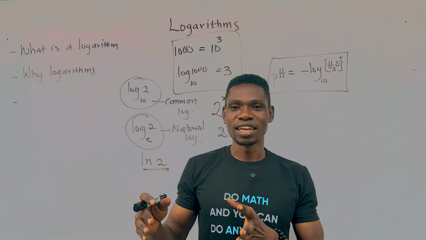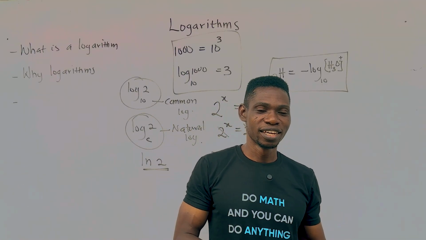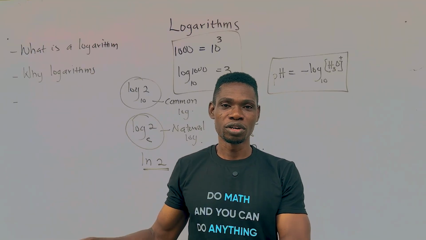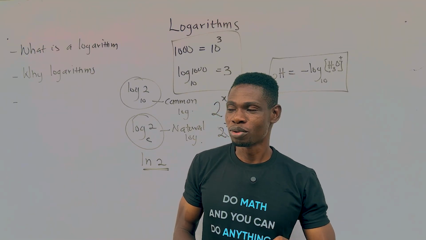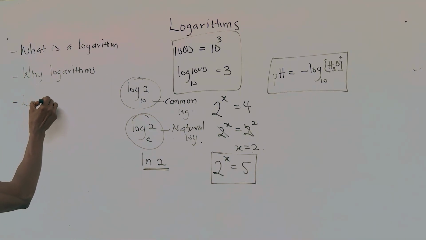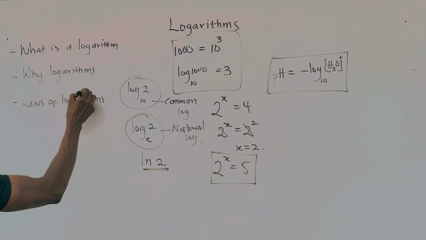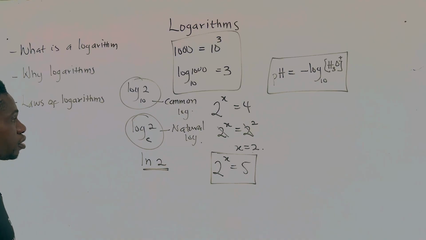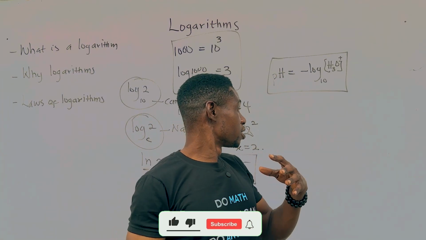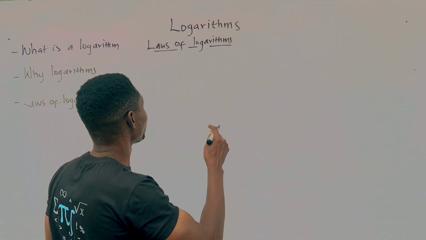Now we move to the laws of logarithms. Now, if we understand the laws, just like when you understand the laws of indices, you can solve problems easily under indices. So it applies to logarithm. If we understand the laws of logarithm very well, it will help us to solve problems. So let's look at the laws of logarithm. Okay, so I will run through the laws of logarithm quickly, and then we'll start using them to solve problems.